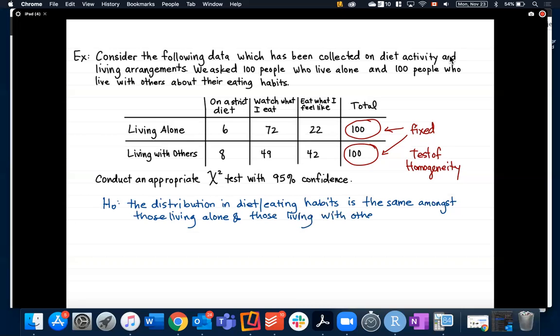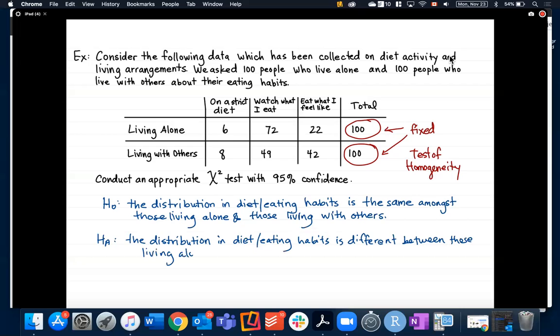Okay. And then the alternative hypothesis is going to be that the distributions are different. Okay. So something like the distribution in diet, eating habits is different between those living alone and those living with others.